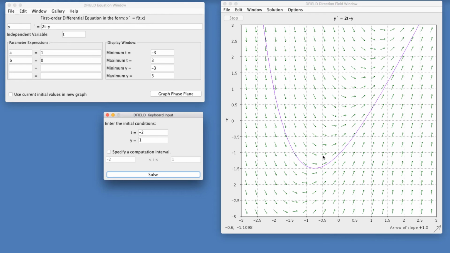Let me undo that, clear the graph there, say solve again. And you'll notice it graphed this direction first, and then later it graphed back that direction for other t's. I don't know if you saw that. It happens very very quickly.